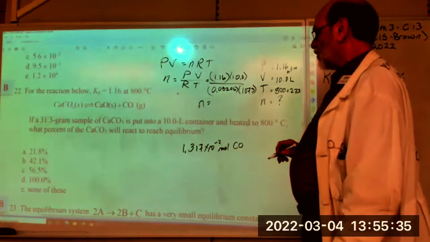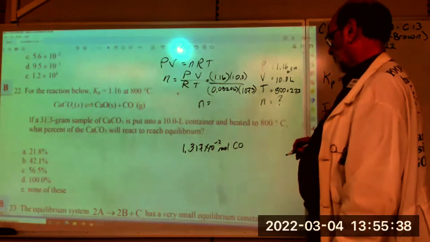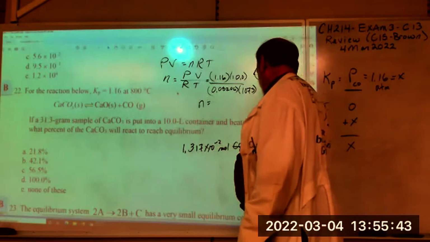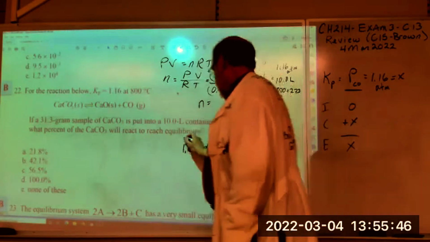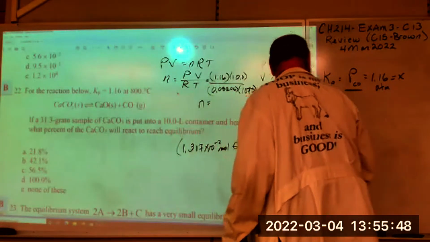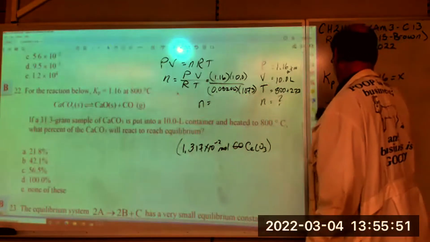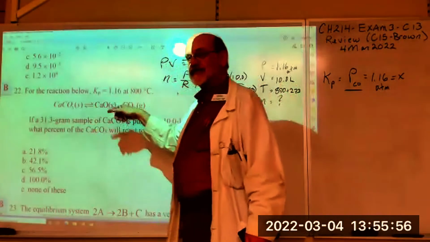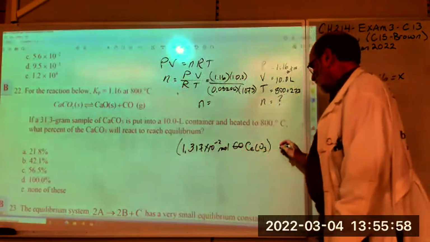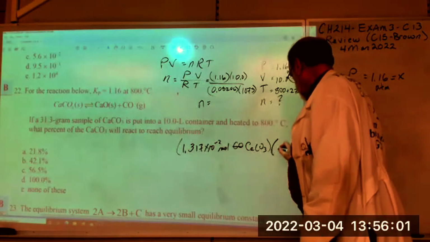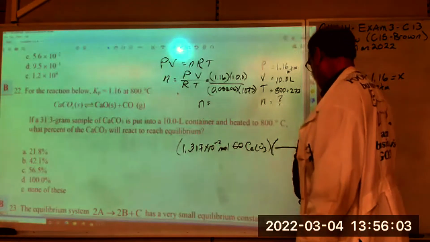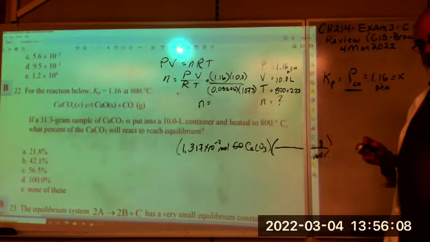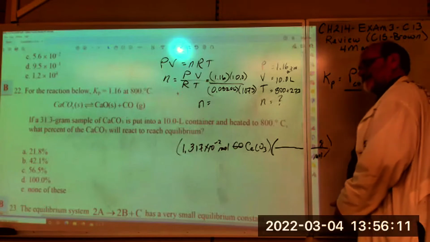Okay, so how many moles of calcium carbonate were consumed? Same amount, right? We just need to convert that to mass, correct? And that tells us how much mass was consumed from this reaction. So we need moles on the bottom, grams on the top, molar mass. So what's the molar mass of calcium carbonate?